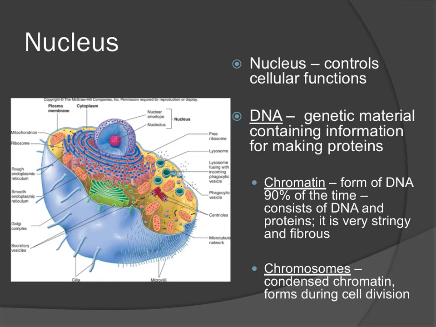Chromatin is a form of DNA, and 90% of the time it consists of the DNA and proteins. It's very stringy and fibrous. Then you have your chromosomes. Condensed chromatin forms during cell division. Our nucleus was the first organelle to be discovered, actually. And something else about chromatin is that it's a combination of DNA and proteins that make up the contents of the nucleus.